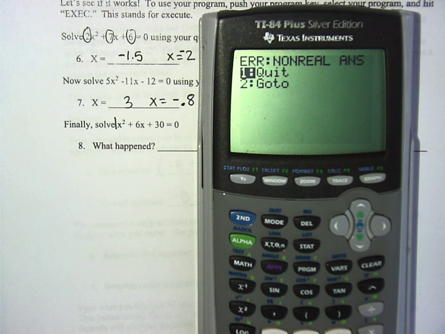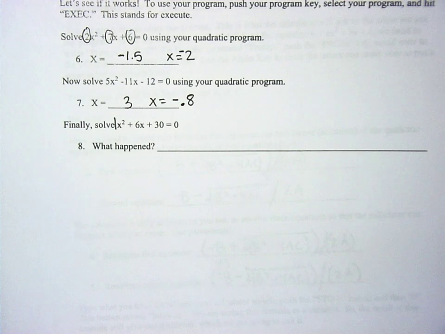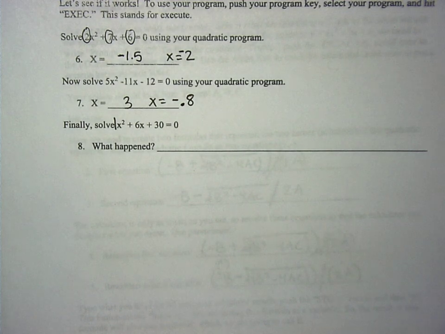So on these types of problems, if you ever get one that says non-real answer, that is one you're going to have to do by hand, because it's going to have a negative under a square root, and it's going to have an i involved, which your calculator is terrified of. What if you just make a program about that? Yes, if you make a program about that and you show it to me and it works, then I'll accept it.